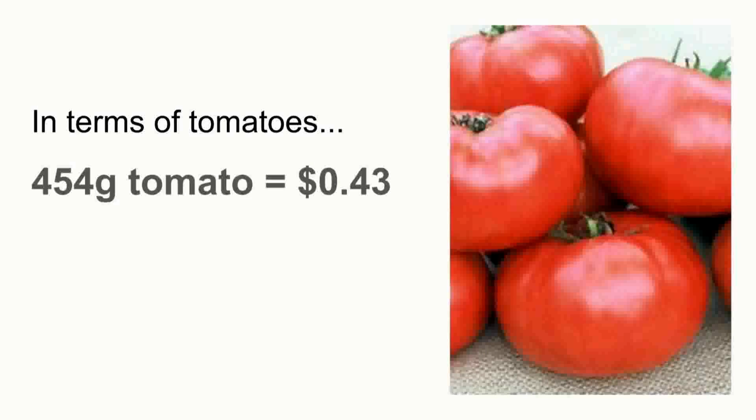So in terms of tomatoes, if you were to create a tomato purely from the carbon you burned from propane, that tomato would cost about 43 cents. That's a large tomato. That's about a pound. If you're in the U.S., 454 grams of tomatoes, which at the supermarket can run anywhere from $1.50 to $3, depending on the type. So that's just an interesting little side note there.